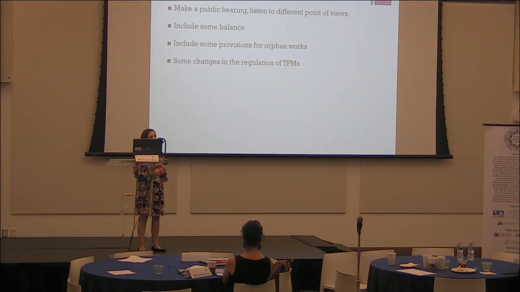And this is really important because it did have an impact on the final law. So the civil society was really engaged, and they actually asked the Congress to hold a public hearing to be able to listen to different points on the implementation. They made it include some balance, because it was just a copy paste from the treaty, they weren't taking into account the other parts of the system of copyright law. They managed to include some provisions regarding orphan works. And we made it, actually. I say we made it because I played a very important role regarding the regulations of TPMs. We made it include some exceptions in this regulation.